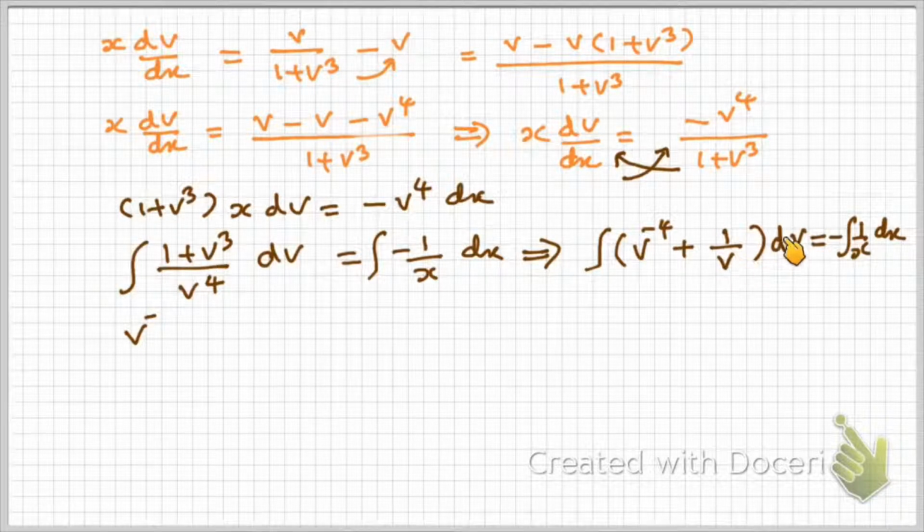I keep it as 1 by v. While the first term I shifted to the numerator. Right hand side is minus integral 1 by x dx. That's also fine. I know the integral.